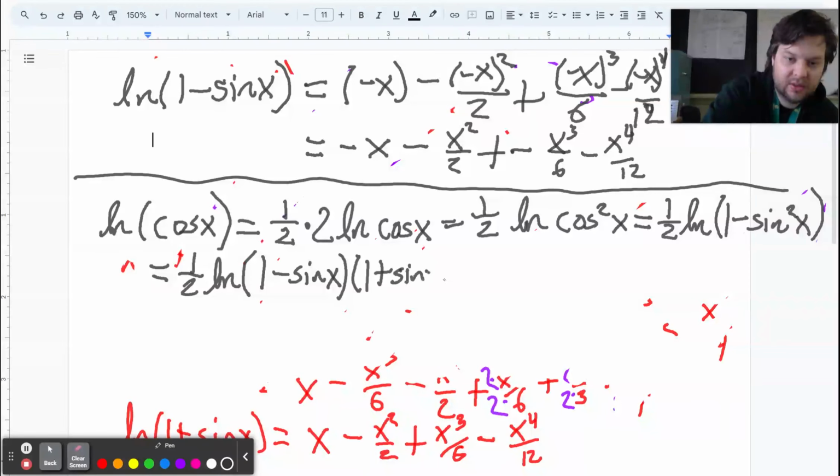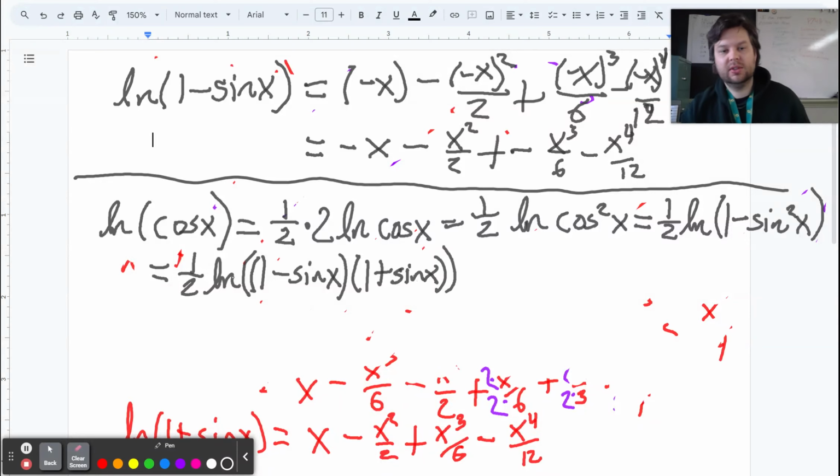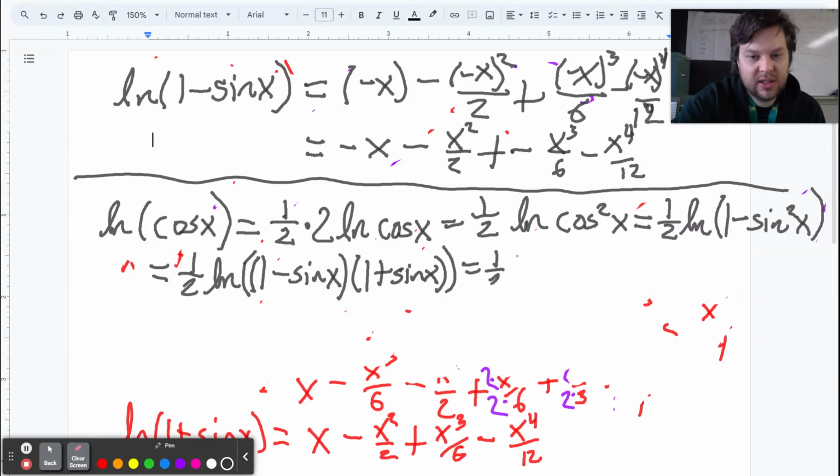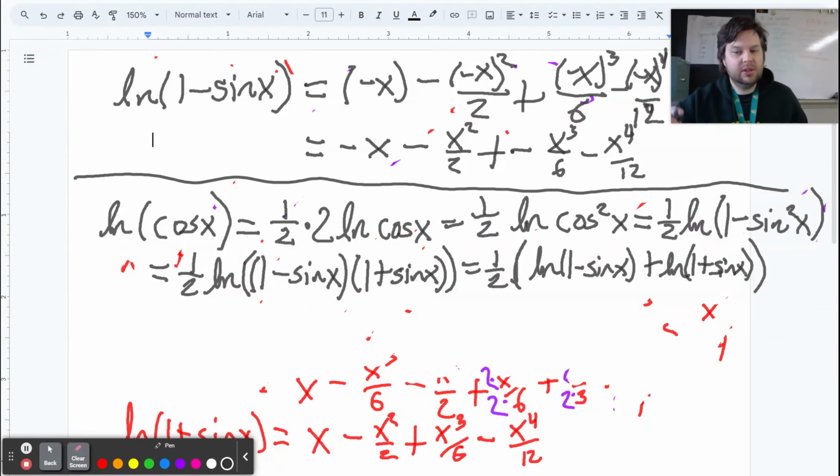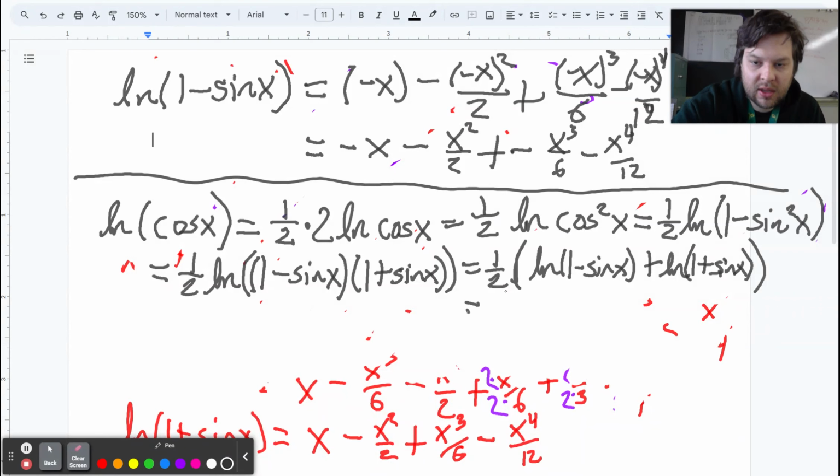Because that is like a difference of two squares. And then I hope you would agree that that's 1/2 times, if you have multiplication inside of one log, that means you have addition between two separate logs. So check that out. And the great thing is we just took the problem and reduced it to a sum of the two Maclaurin series that we already figured out.